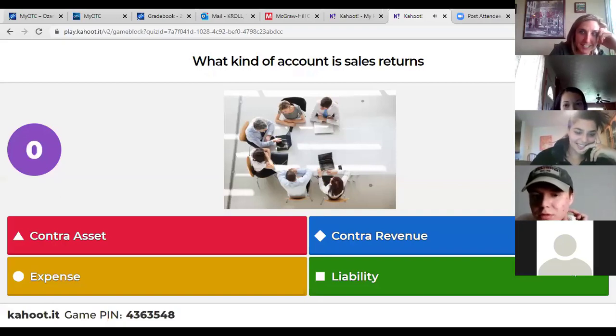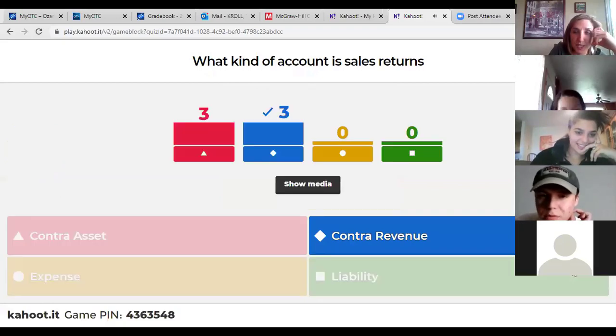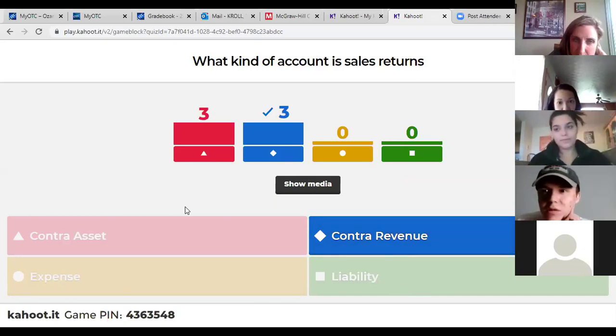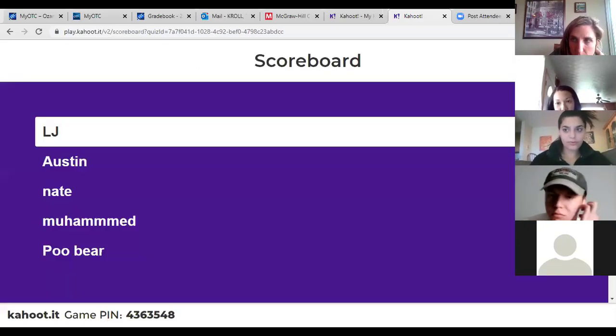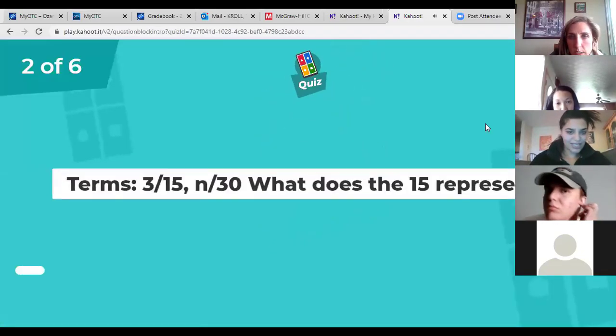Okay, so 50-50 here. The sales word should hint to you that it's a revenue. We did discuss a different account today called a contra asset, that was allowance for uncollectible, but that word sales tells you it's a contra revenue. Ooh, LJ's in the lead. You ready? Here we go.